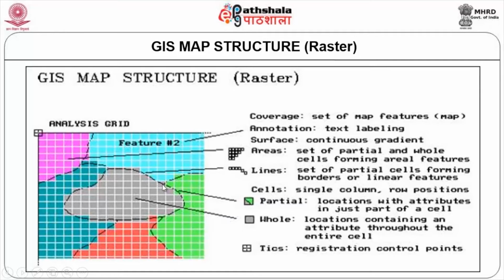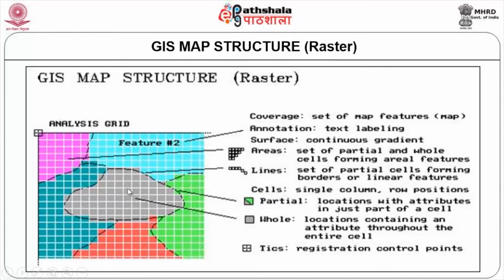So, whichever attribute or theme is occupying more area in a given cell, that cell will automatically be attributed or provided to that particular theme. So, you may lose some data. Of course, the whole cell, the entire area, should be covered by the same theme.